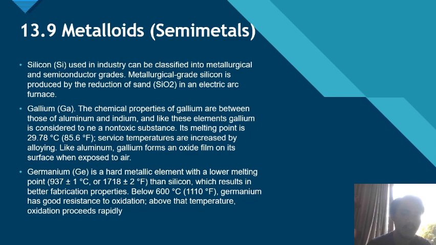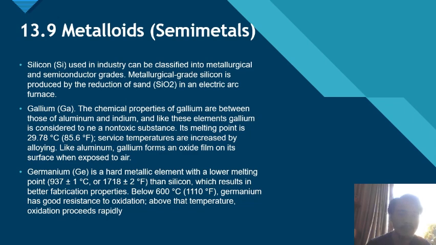Metalloids. Silicon, Si, used in industry can be classified into metallurgical and semiconductor grades. Metallurgical grade silicon is produced by the reduction of sand, SiO2, in an electric arc furnace. Gallium, Ga. The chemical properties of gallium are between those of aluminum and indium, and like those elements, gallium is considered to be a non-toxic substance.